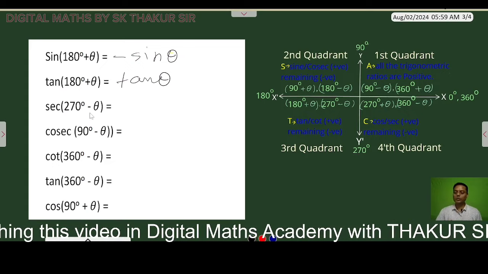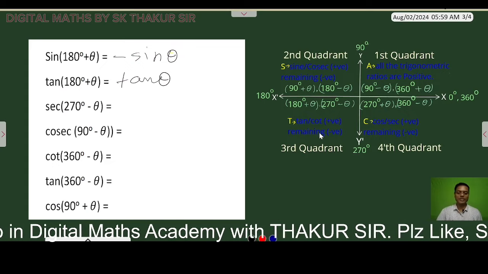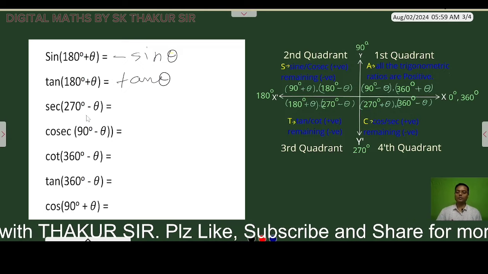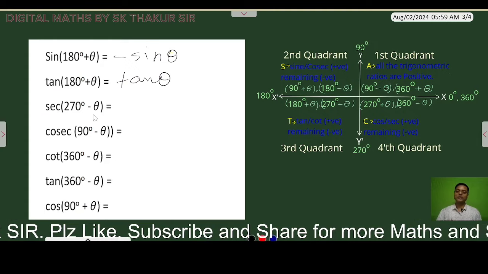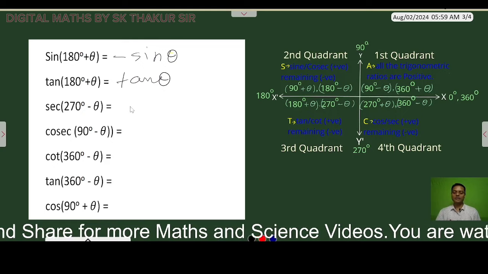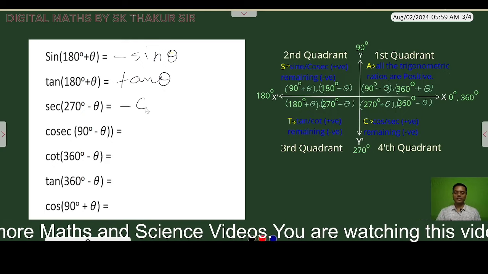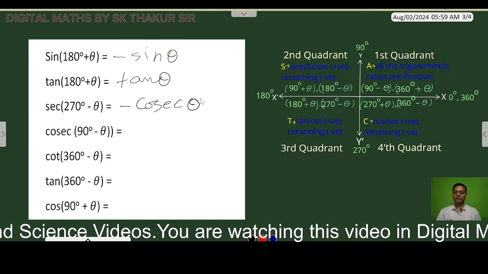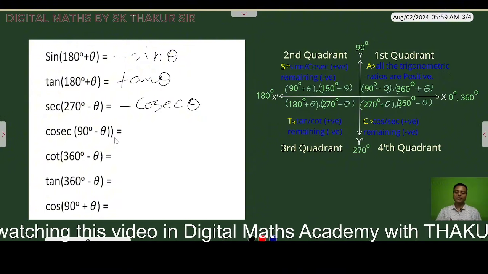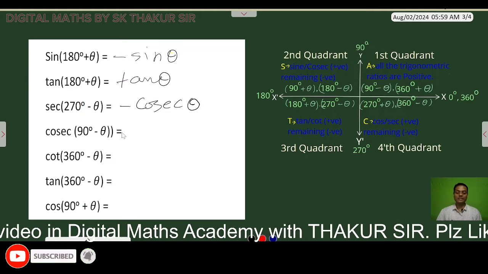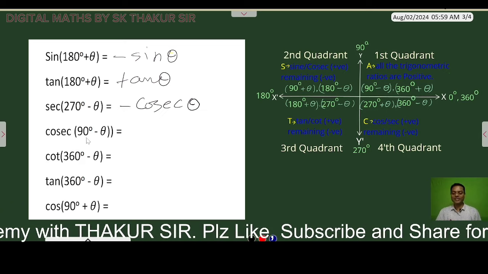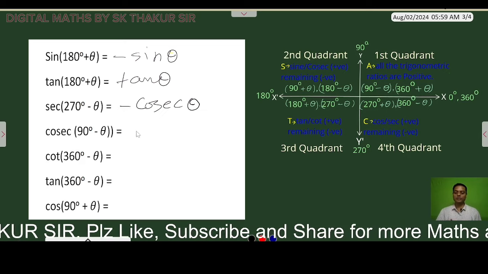Similarly, sec 270 degree minus theta. 270 degree minus theta also lies in the third quadrant. But here it is 270, so in the case of 270 and 90, the trigonometric ratios change. So sec 270 degree minus theta gives minus cosec theta, because sec changes to cosec and cosec changes to sec. In the case of cosec 90 degree minus theta, as 90 degree minus theta lies in the first quadrant, all the trigonometric ratios have positive value, but 90 degree changes, so cosec changes to sec theta.